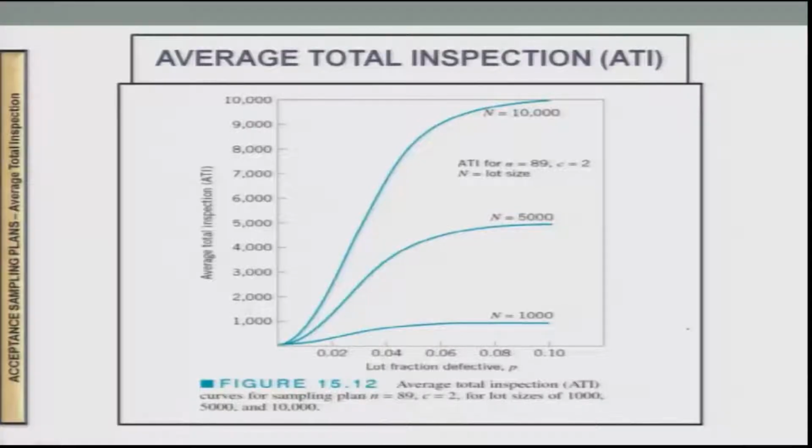So, this figure 15.12 gives you the average total inspection curves, given that small n is 89 and C is 2, for different lot sizes. The lot sizes in one case is 5000, in another case 1000, and in another 10,000.